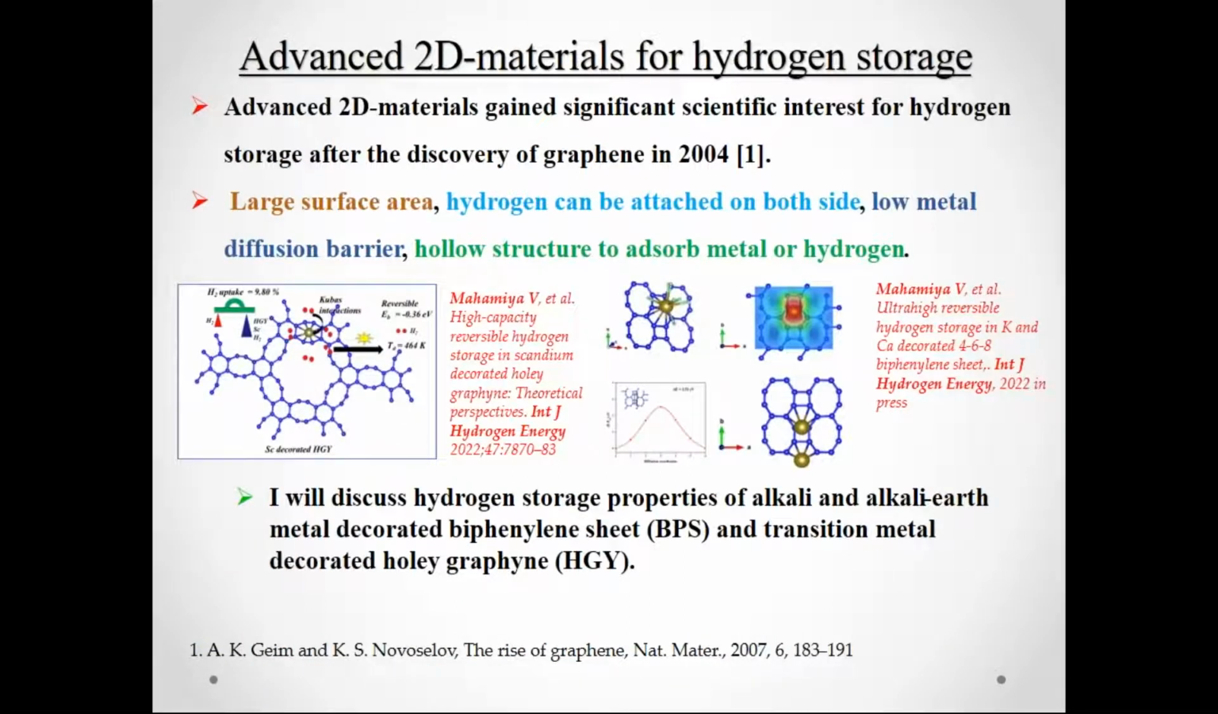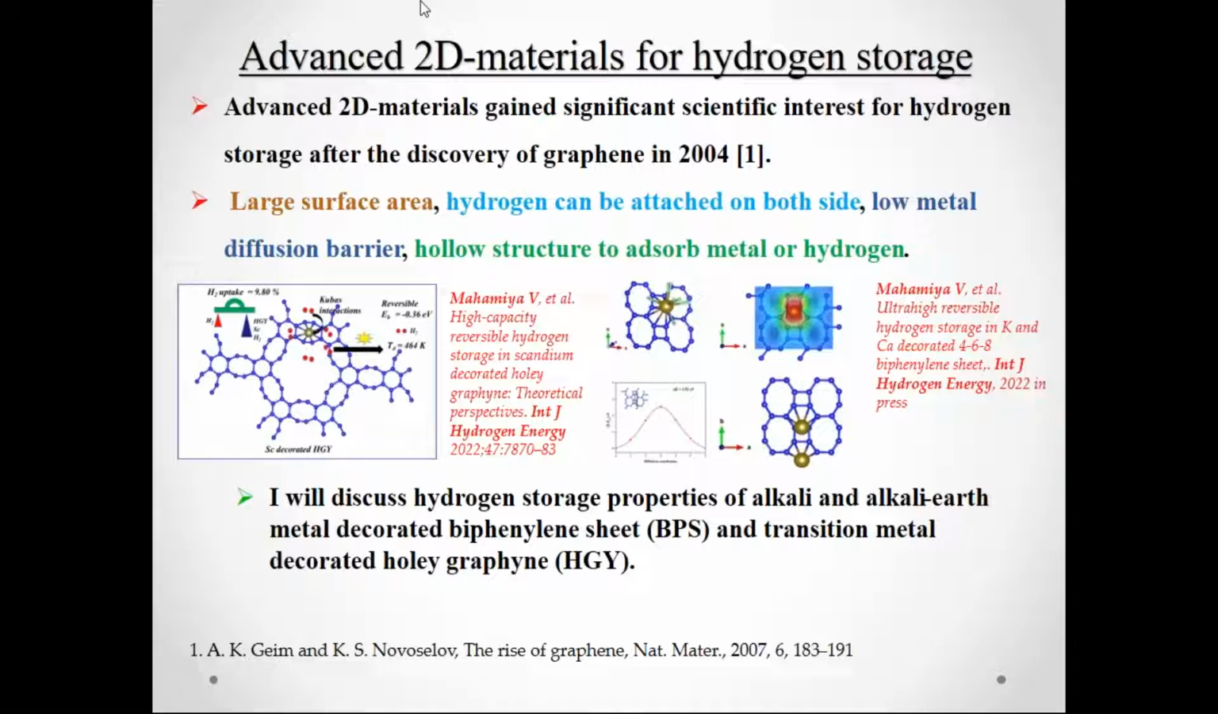After the discovery of graphene, there has been a lot of research in the field of advanced 2D materials to store hydrogen molecules, because these materials have a large surface area, and since these are 2D materials, hydrogen or metal can be adsorbed on both sides of these materials. They have a low diffusion energy barrier and a hollow structure to adsorb the metal as well as the hydrogen atoms.